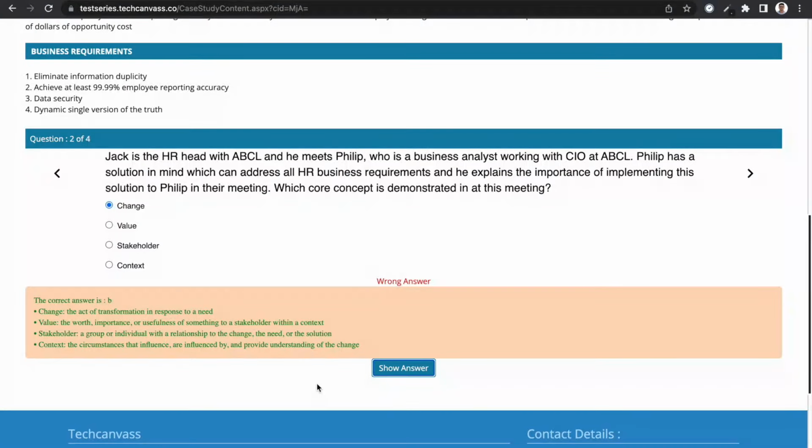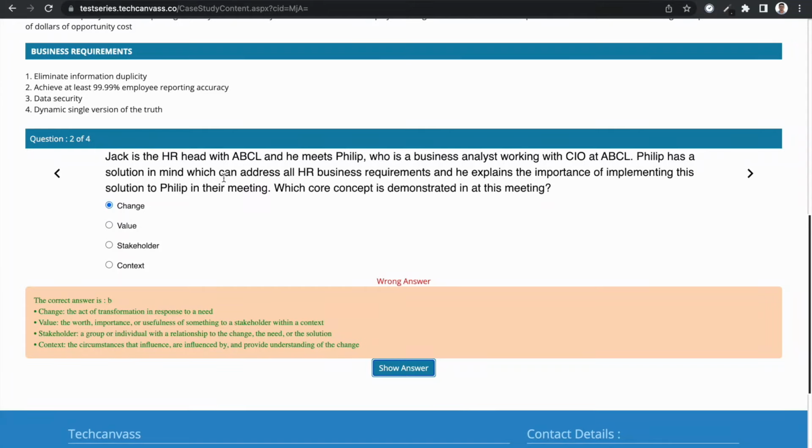However, the correct answer here is B, because it's talking about the value itself, which is the worth, importance, or usefulness of something to a stakeholder within the context. And this question also asks the same.